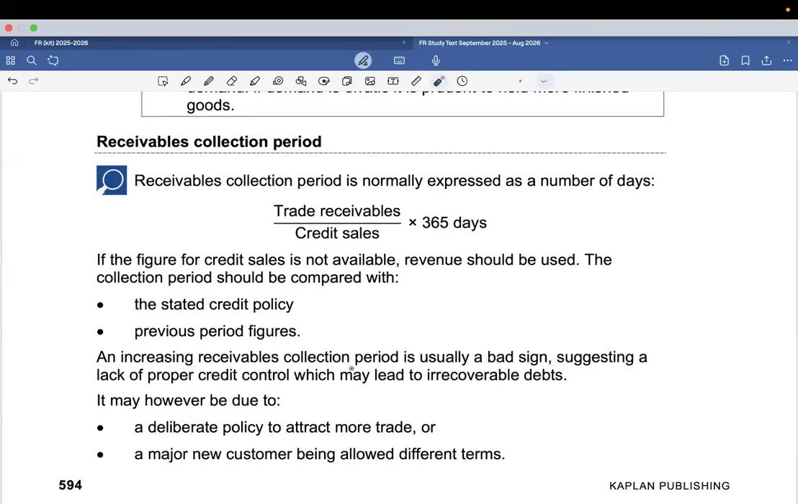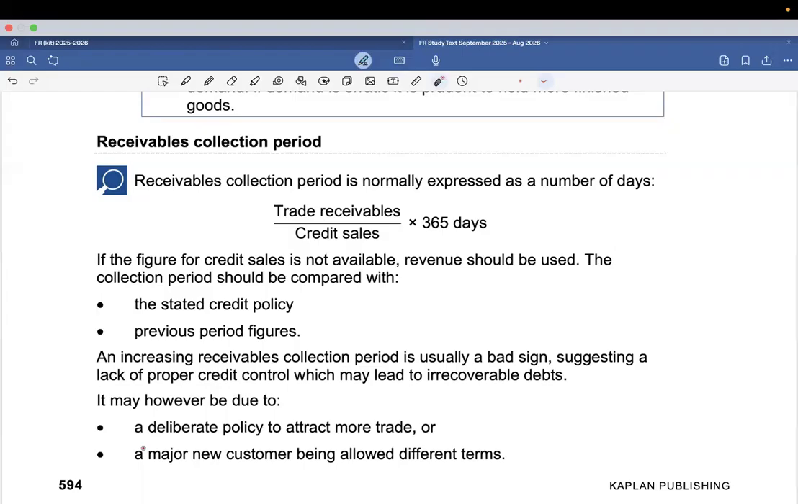So when the receivable collection period is high, it is bad. It might be that the receivables are there for long. There could be irrecoverable debts coming on the way, because receivables are not moving. But there are also counter advices or counter comments given to that as well.